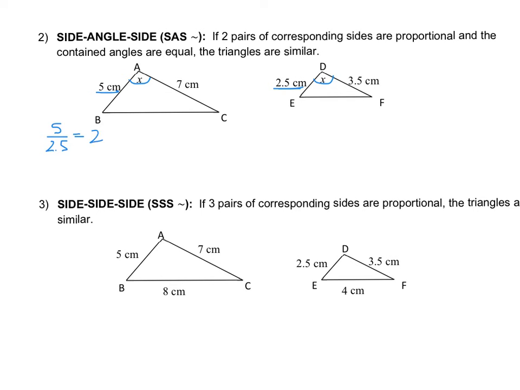That gives us a 2 here. And then we compare the other set of sides, the bigger to the bigger. I'm going to do 7 divided by 3.5. That also gives us 2. So the sides are proportional.